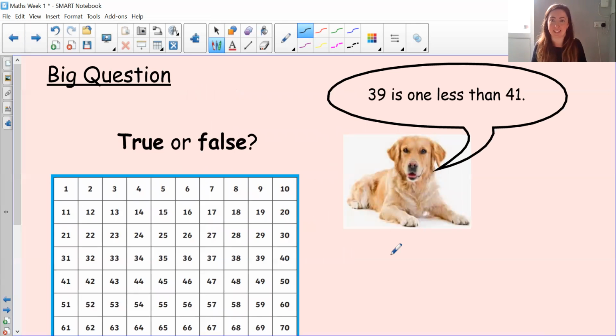Okay, what's Stevie saying today? Stevie says 39 is one less than 41. Is that true or false? Pause the screen here to have a think, and you can use the number square, 100 square as well if it helps you.